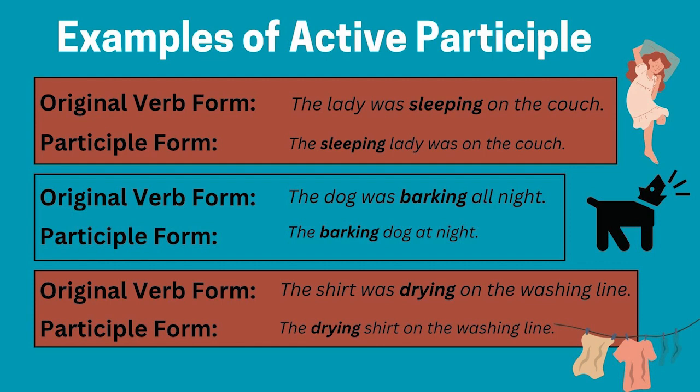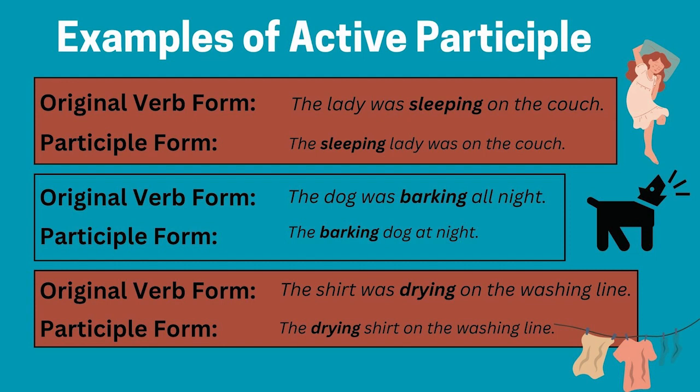Example number 1. The lady was sleeping on the couch. In the participle form, this would be the sleeping lady was on the couch. Here you can see that the verb has now been transformed into an adjective. The sleeping lady was on the couch.